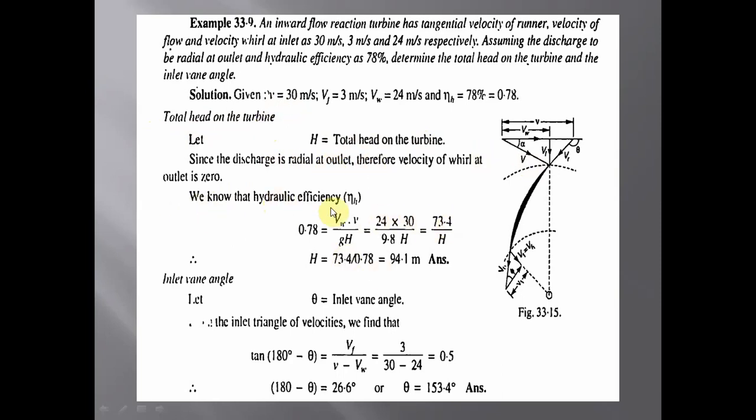We also know that hydraulic efficiency is equal to Vw into V divided by g into H, that is 0.78 equal to 24 into 30 divided by 9.81 into H, that is 73.4 divided by H.